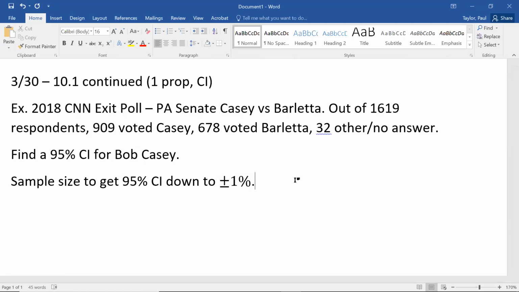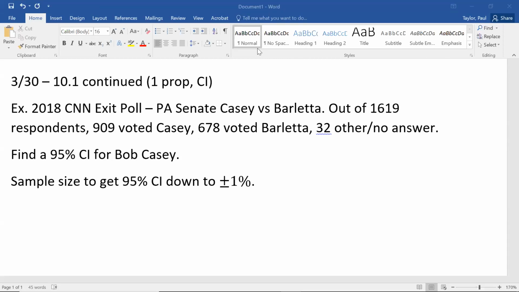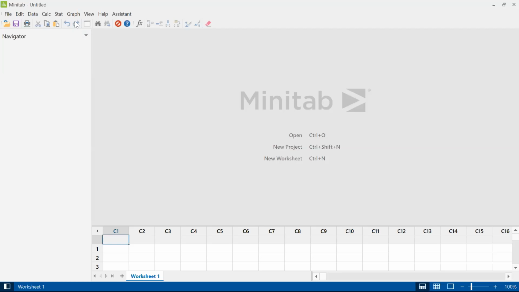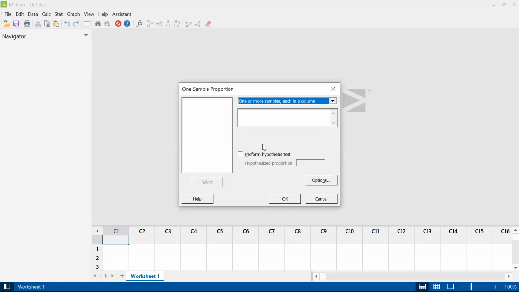Okay, so over to Minitab to answer the first question. We'll put the second question in a different video. These confidence intervals, remember, they're under Stat, Basic Statistics, and then 1 Proportion, because we're estimating one proportion, which is the proportion that voted for Bob Casey. I don't have the raw data, I have the summary data, so we'll switch the drop menu to summarized data. And 909 out of 1619 voted for Bob Casey.